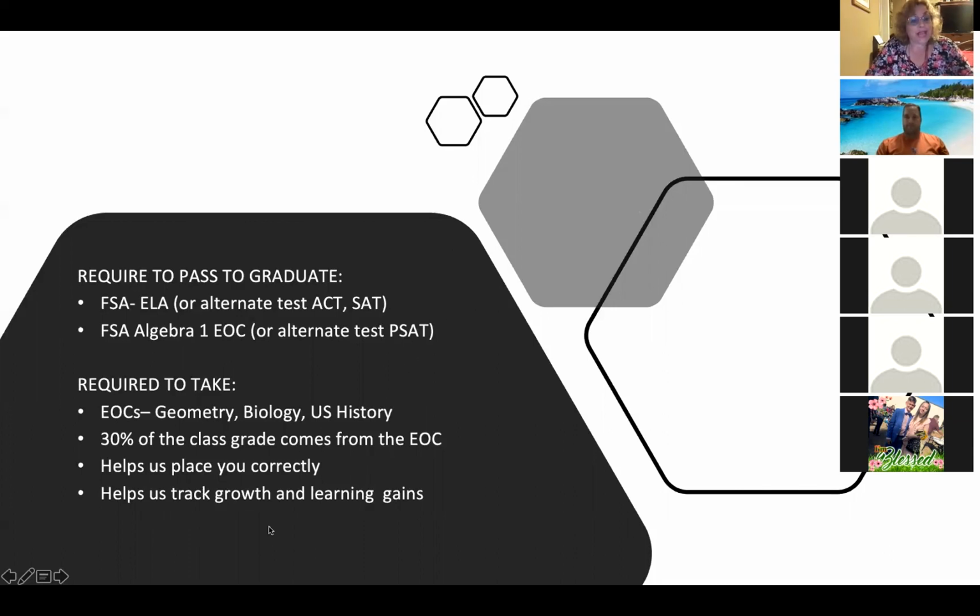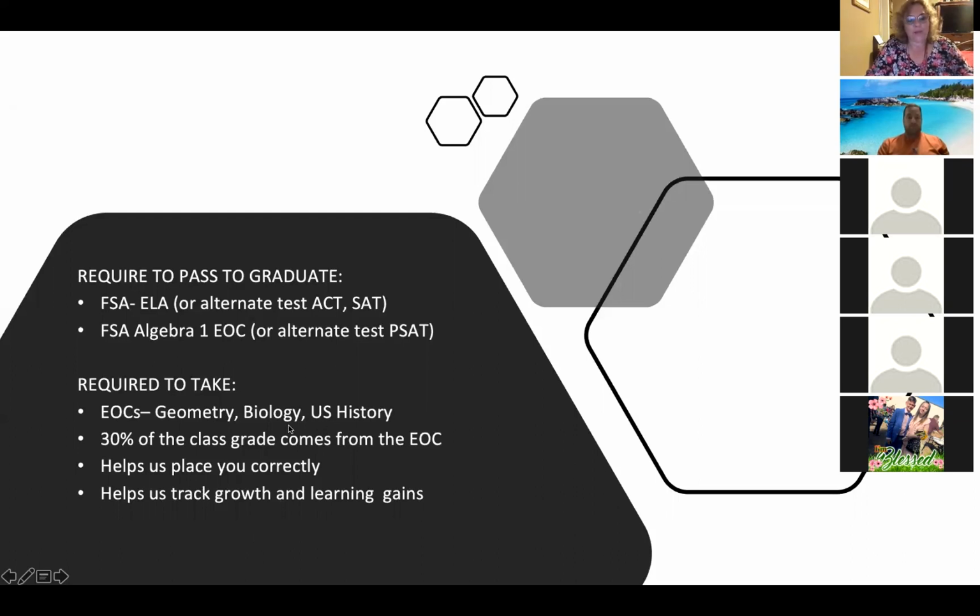They're required to take EOCs, which is the end of course assessment. They're taken in geometry, biology, and US history. 30% of the grade comes from that EOC. So you might have a B when the school year ends, and then over the summer you did really well in your EOC, and your grade might go up to an A because you did so well. The opposite can happen as well.